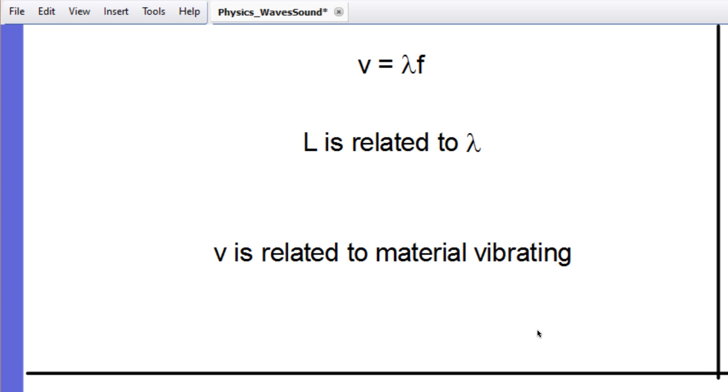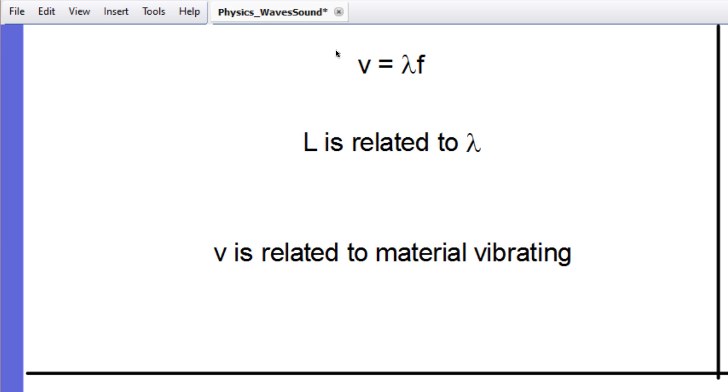Alright, so we now know that there's some sort of relationship between speed, wavelength, and frequency. We know there's a relationship between the length of my instrument and the wavelength of my wave pattern. And I know that the speed is somehow related to the material that is vibrating, be it the string or the air or the metal or the wood or whatever. If we know these three things, we can solve for them. If we know length, we can solve for wavelength. If we know wavelength, we can solve for length. If you know speed and wavelength, you can solve for what pitch or frequency your instrument will play.